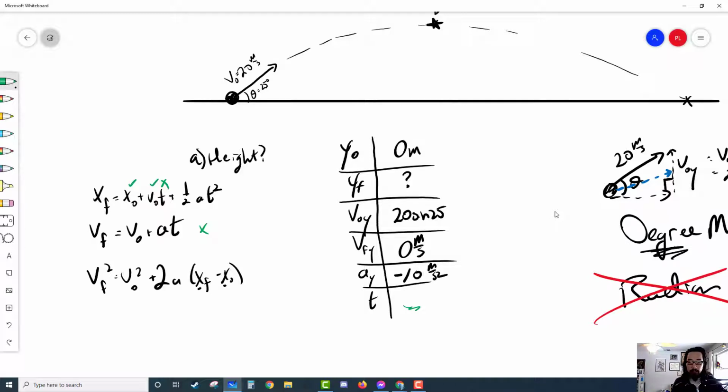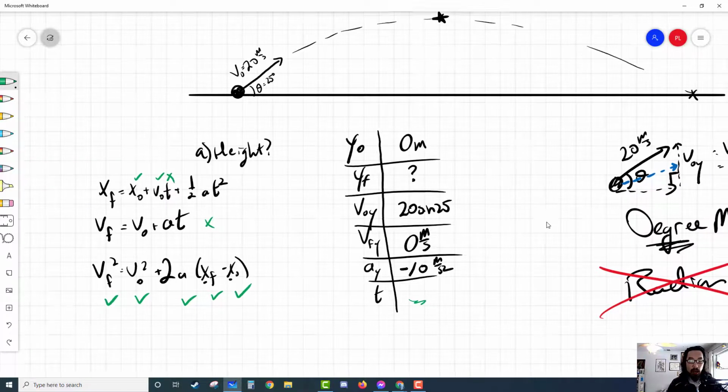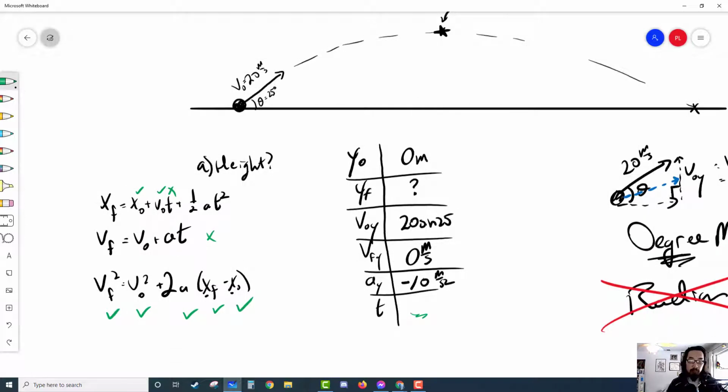Do we have final velocity? Yes, I do. Do I have initial velocity? Yes, I do. Do I have the acceleration? Yes, I do. Do I have final position? Yes, I do. It's a question mark. Do I have my initial position? Yes, I do. All right, and so I would use that equation to fill in and find my y final.